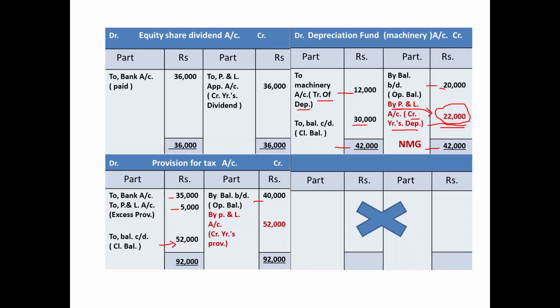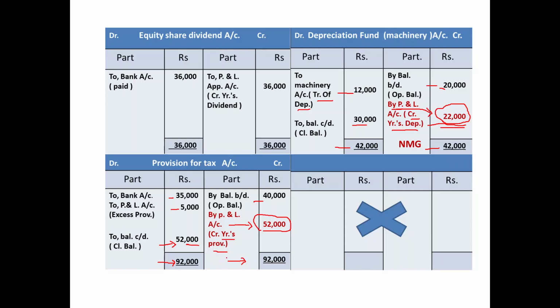ये इस साल का आपने प्रोविजन बना के छोड़ा है प्रॉफिट एंड लॉस में से. Make the total of debit side 92,000. Put it on the credit side and you will get the same balancing figure 52,000, which has been given in the form of closing balance for the current year, because company wants to maintain a closing balance of rupees 52,000 in the form of income tax provision for the current year. So this 52,000 is nothing but the current year's provision, profit and loss account debit to income tax provision account credit current year's provision.